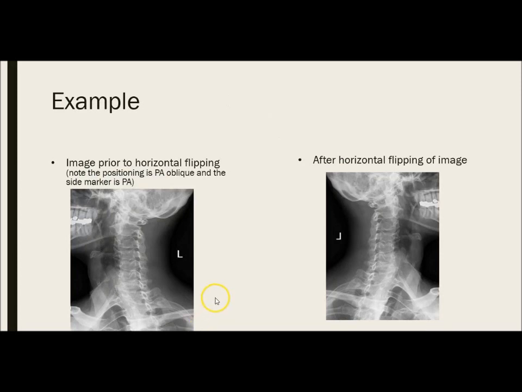So this would be the example here. This would be your image prior to horizontal flipping. Notice the positioning is PA oblique and the side marker is PA. And then after you flip it, it looks reversed. So just make sure you flip them to make sure that they know which side is which.